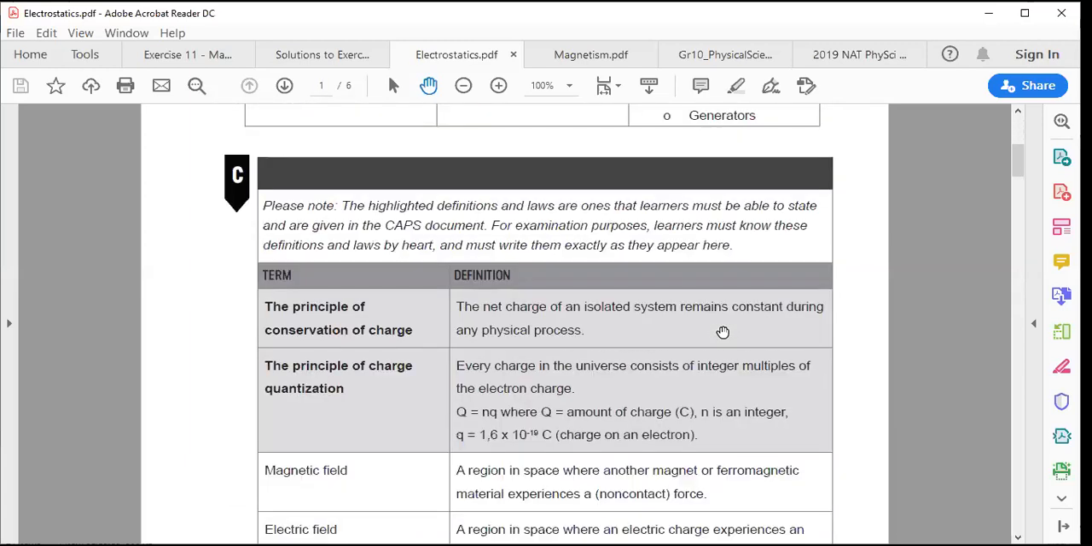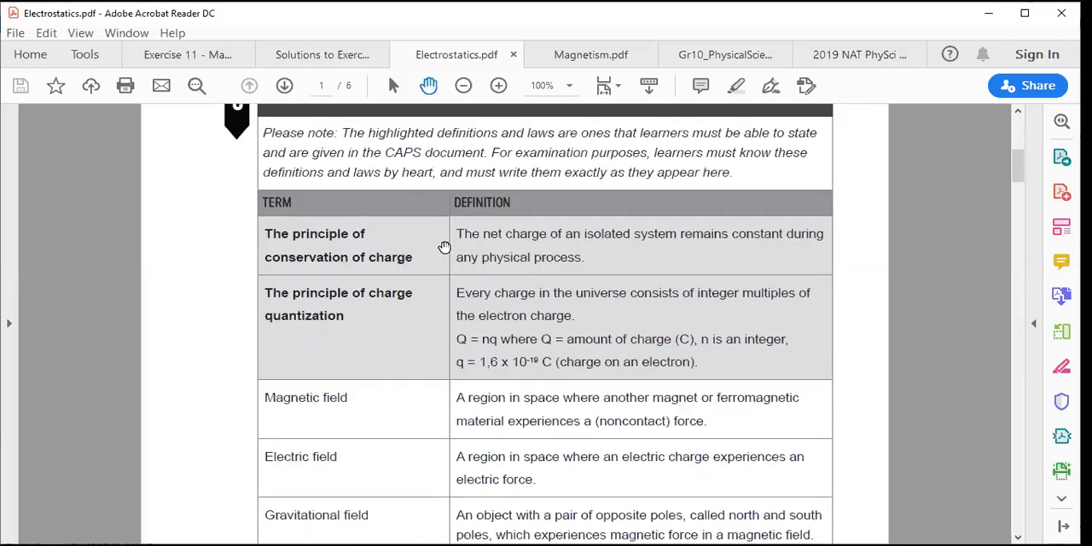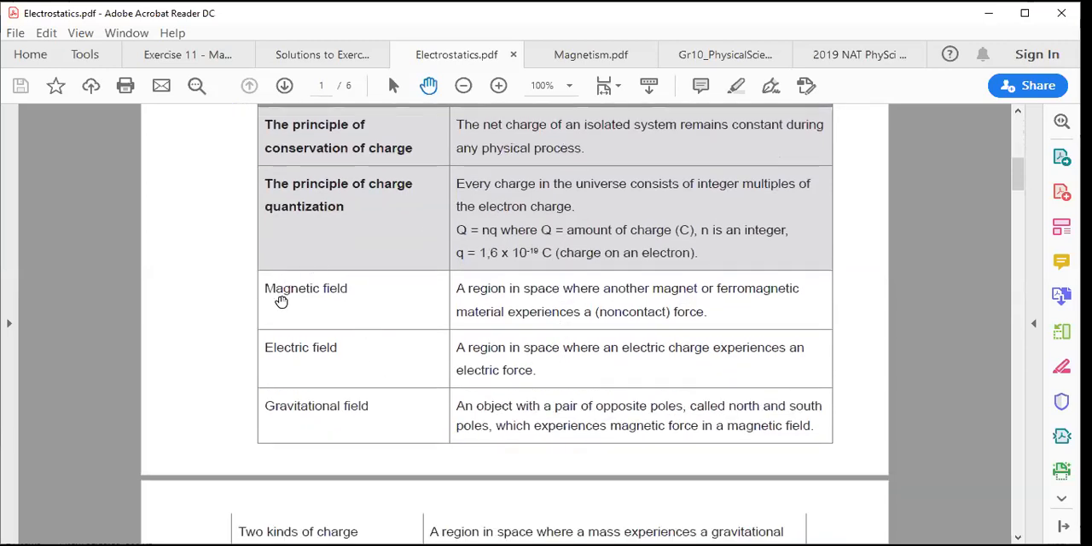Then we move on to the next one. These are the laws that you must just know. We've got the principle of conservation of charge. We'll look at it when we get to that. Principle of quantization of charge, we'll talk about that. There are some calculations that you need to know using charge on electrons. Then we've got magnetic field.